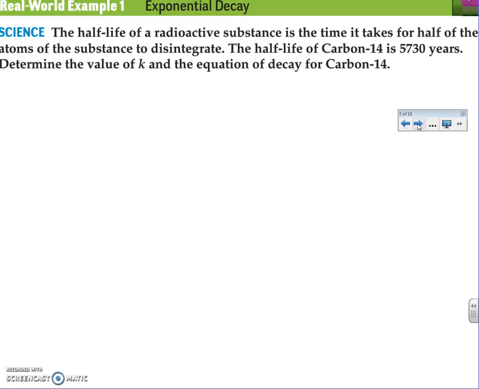Example 1. The half-life of a radioactive substance is the time it takes for half of the atoms to disintegrate. The half-life of carbon-14 is 5,730 years. Find the value k and the equation. Our equation is going to follow this, ae to the kt, and we don't worry about that negative sign. If it's going to be negative, k will be found as negative.